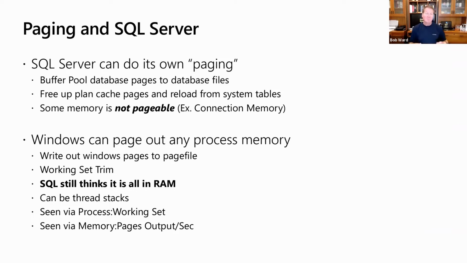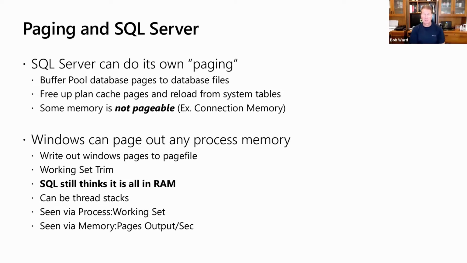So what happens is when the Windows operating system decides to page out memory of a process like SQL Server, it can write out those pages, in terms of Windows pages, to a page file. It doesn't know anything about SQL database pages. We call that process a working set trim. Now, why could that be a problem for those of you that use SQL Server? It's because when Windows does this, SQL still thinks it's in RAM. We have not done our paging here. Windows has paged our memory.